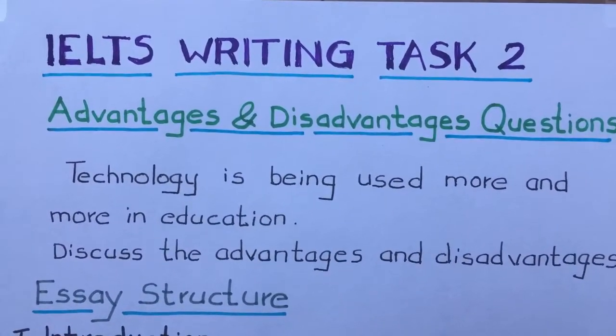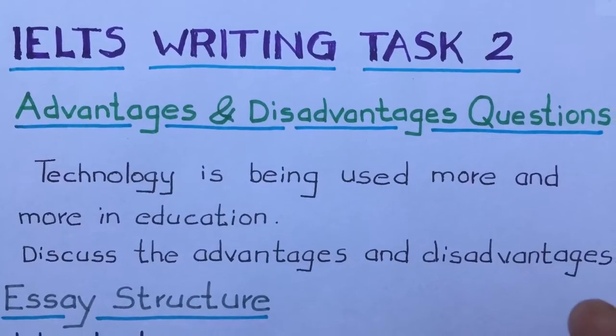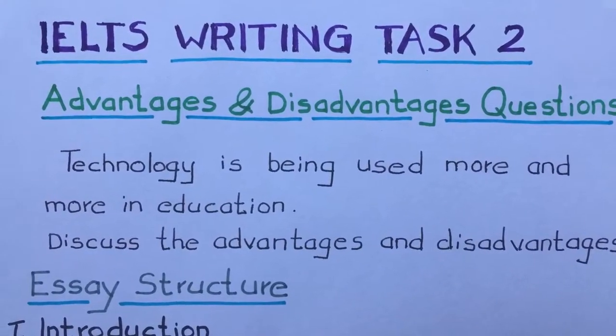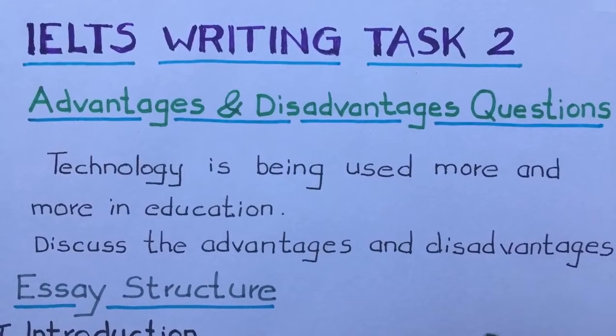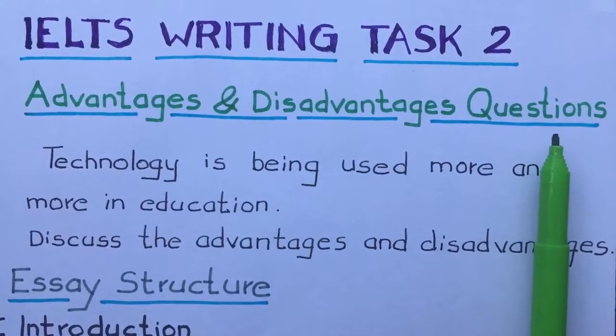In today's class, we will discuss the advantages and disadvantages questions in IELTS Writing Task 2. Last class, we explained the first type. This is the second type. So let's see how you can answer such questions in your IELTS exam.